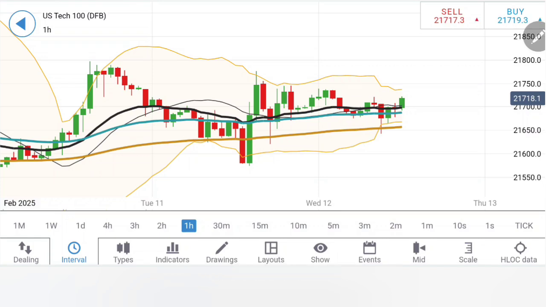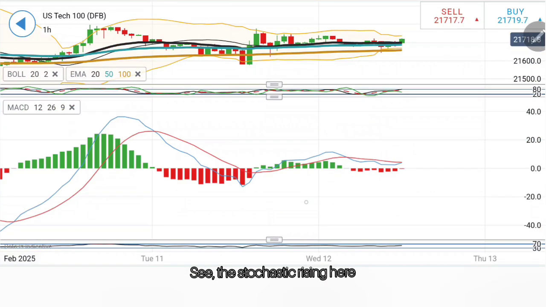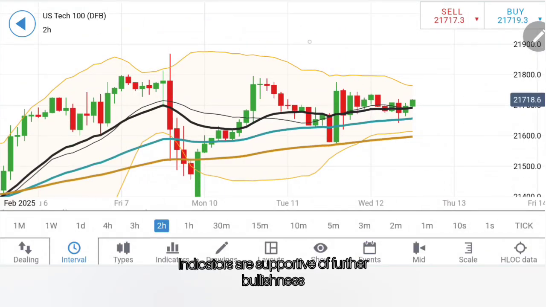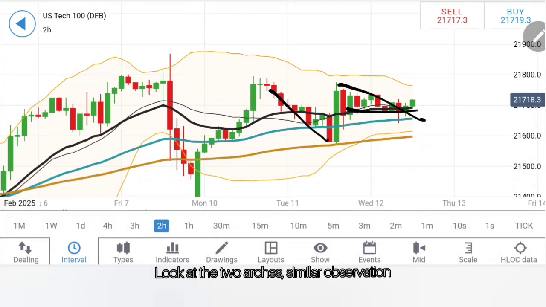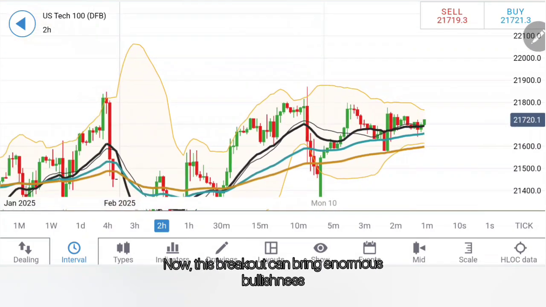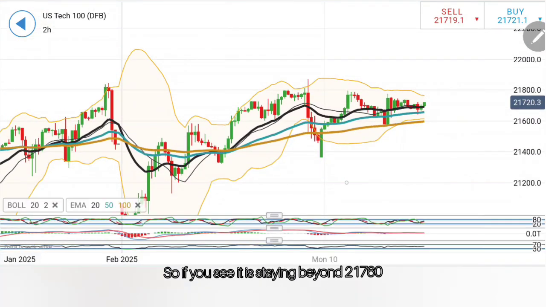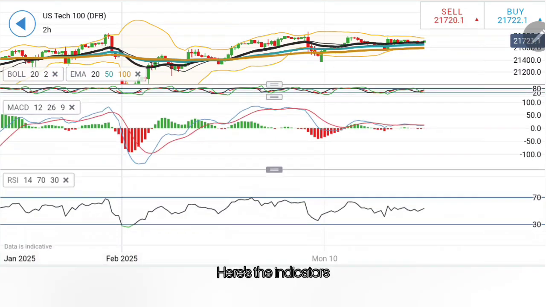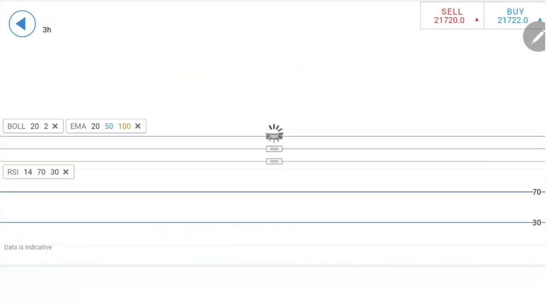While on the downside, I will recommend a selling entry here, which could be taken at around 21,670 levels. But let's have a further look. See the stochastic rising here, the MACD flat here, the RSI is rising here. Indicators are supportive of further bullishness. Look at the 2-hour chart. Similar observation. After forming the support, it is trying to break out. Now this breakout can bring enormous bullishness. So if you see it is staying beyond 21,760, stay bullish till 21,800. Here's the indicators. Stochastic is rising, MACD is flat, RSI is rising.